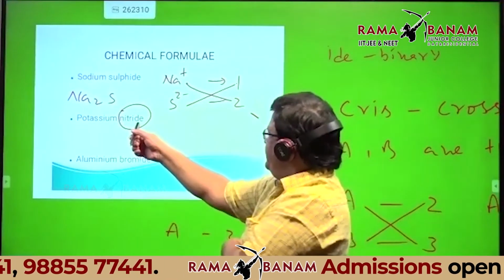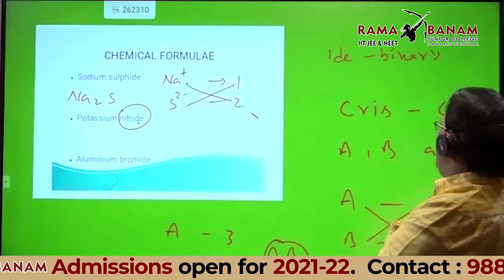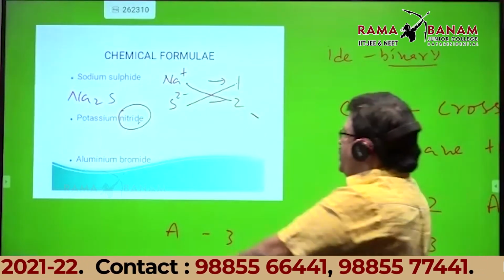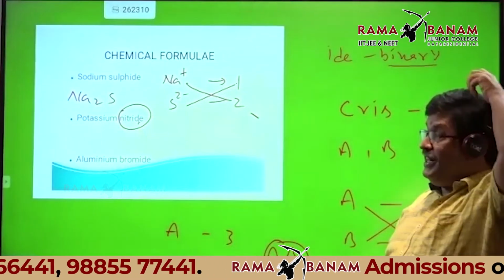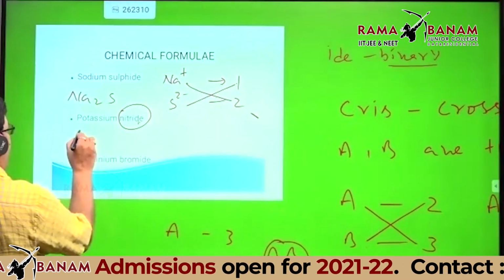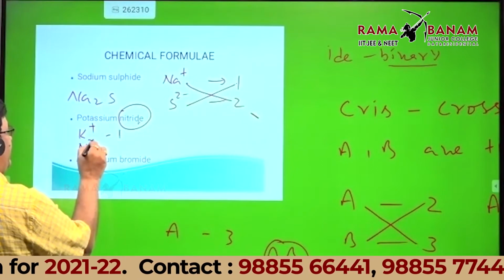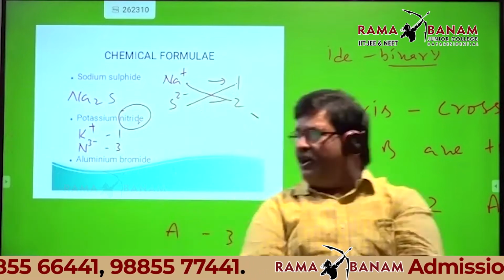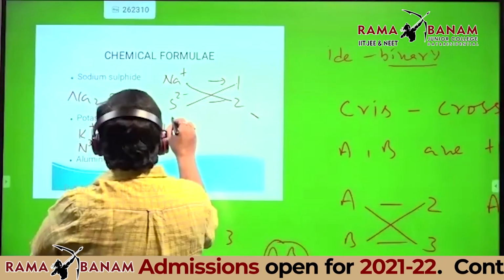See this ide. Ides are always binary compounds. Binary compounds means formed between two elements only. So it is the compound formed between potassium and nitrogen. There is no oxygen in that. You should know that. Potassium formula is K plus, valency is 1. Nitride is N3 minus. Is it okay? Any doubt, student? No, sir.